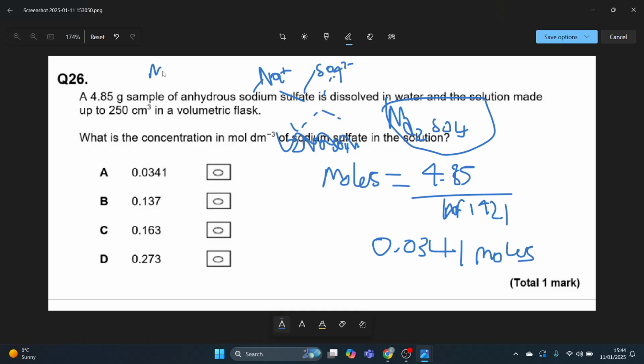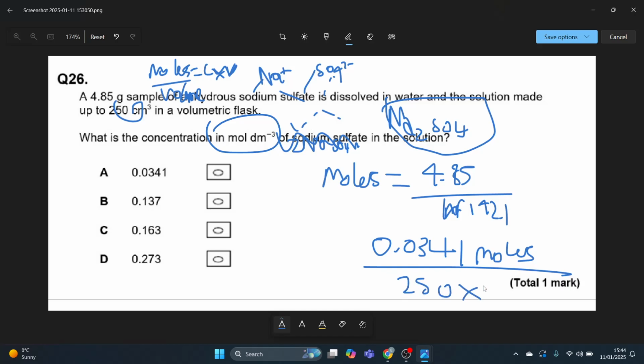Find concentration. Concentration is the moles divided by the volume. I want the concentration in moles per dm cubed, so I need to convert the volume. So it's going to be the number of moles divided by 250 times by 10 to the power minus 3, aka divided by 1000. And I should get 0.1365, so 0.137. I just double check. Yeah, we're not timesing it by 2 for sodium sulfate, and that is the end of the multiple choice questions.